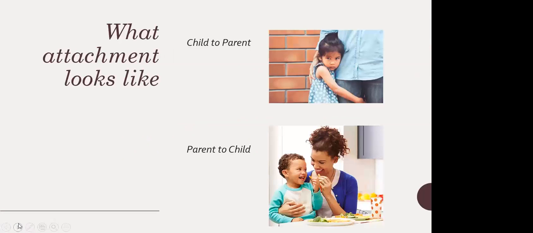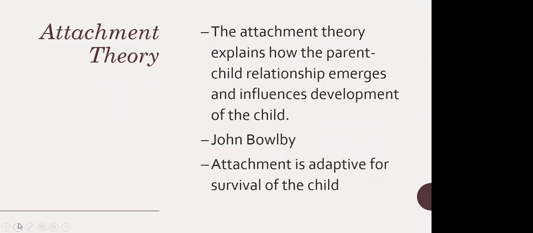There we go. When it comes to what attachment looks like in children, it is characterized by behaviors like seeking an adult they have a bond with when they're upset or scared. Attachment in adults towards children looks like responding appropriately to the child's needs. These behaviors appear universal across cultures. So we're going to talk about the attachment theory a little bit.